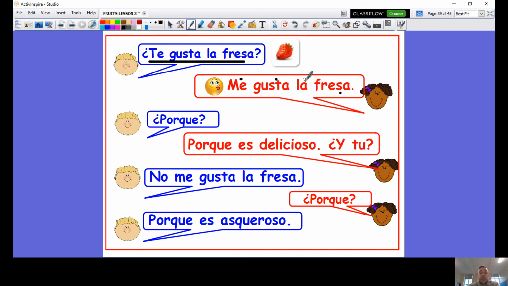Me gusta la fresa porque es delicioso. ¿Y tú? ¿Por qué?